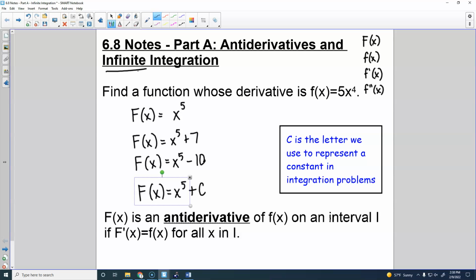So you are putting c, that could be any number. It could be 1, it could be 7, it could be 1,000,000.